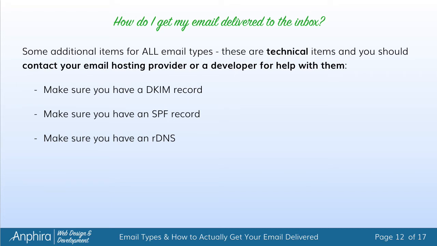How do you get your email delivered to their inbox? Here are some additional items that you should have in place for all of your email types. Now, these specific items are technical, so you should make sure to contact a hosting provider or a developer for help with them. They are a DKIM record, an SPF record, and an RDNS record. You probably have no idea what these things are, but write them down in a checklist and make sure that your hosting provider or your developer takes care of them for you.